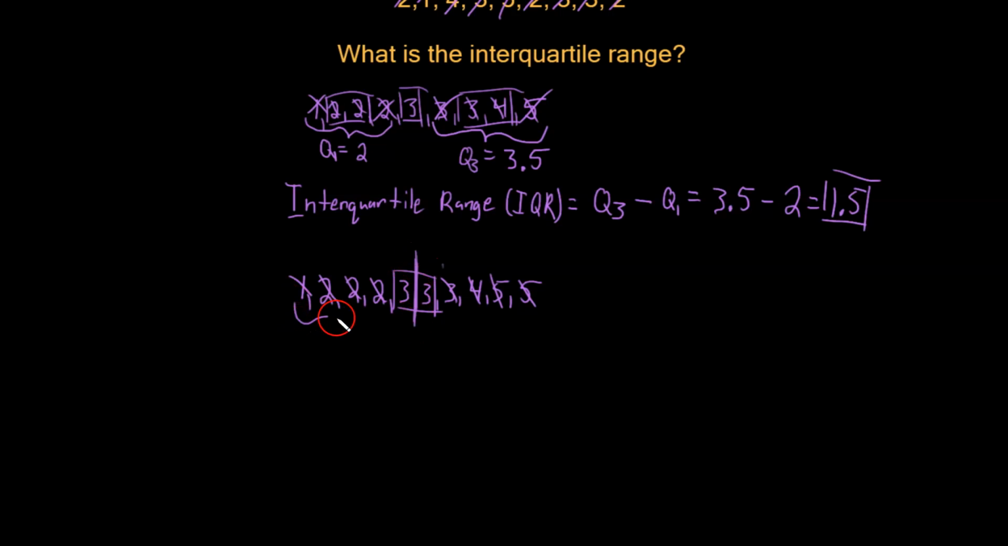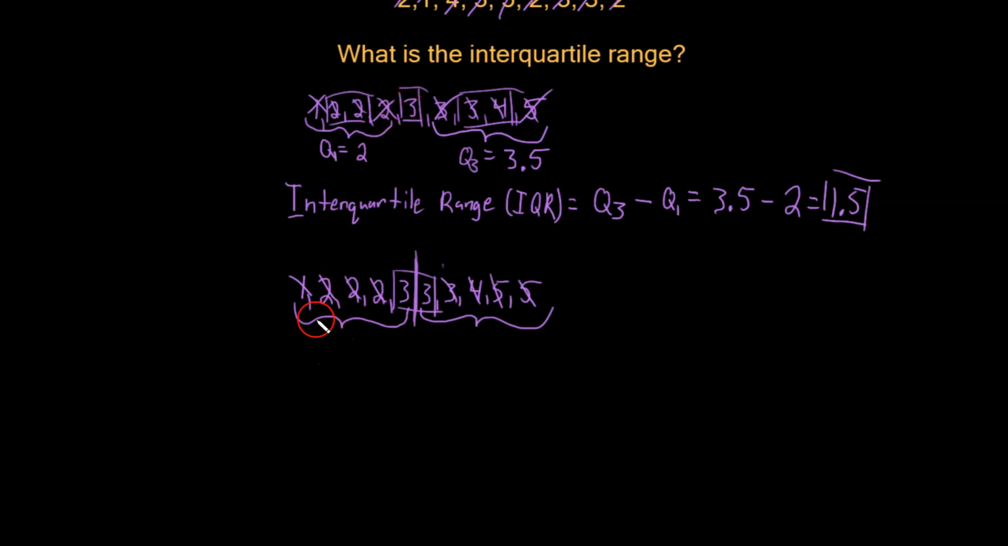Now you just split it up into a lower half, and you include this 3 here now, and an upper half, and you include that 3 as well. In the previous situation we left the median out, but because we have an even number of data entries, the median is right in the middle, so now we include the 3. In the previous instance we did not include the 3.